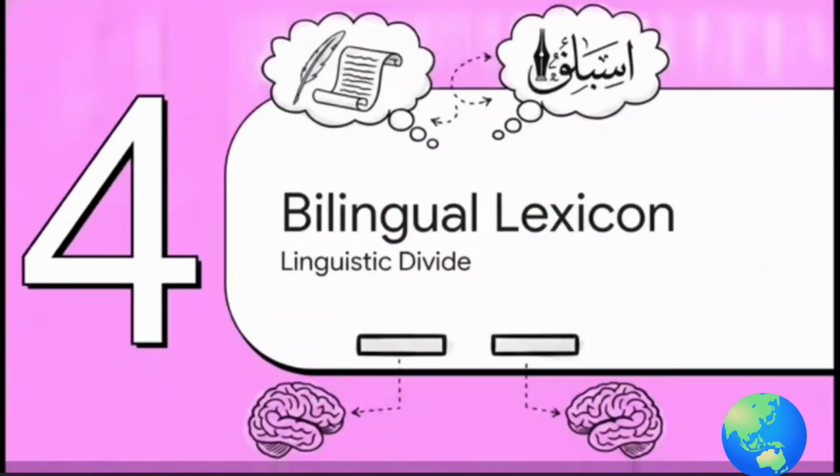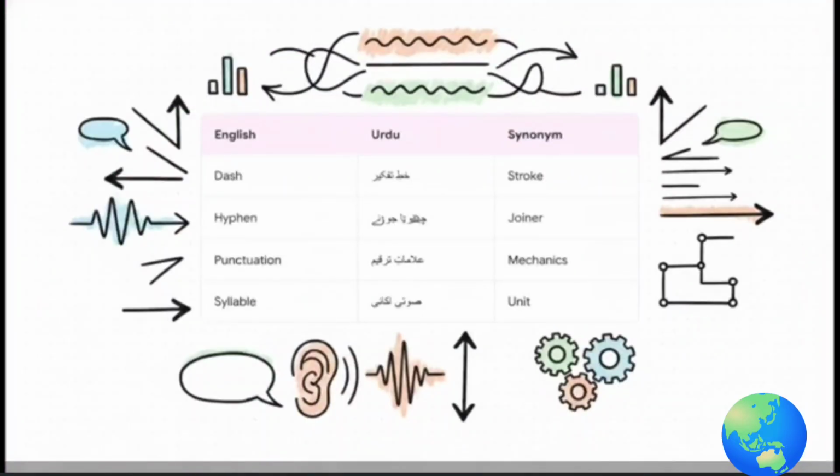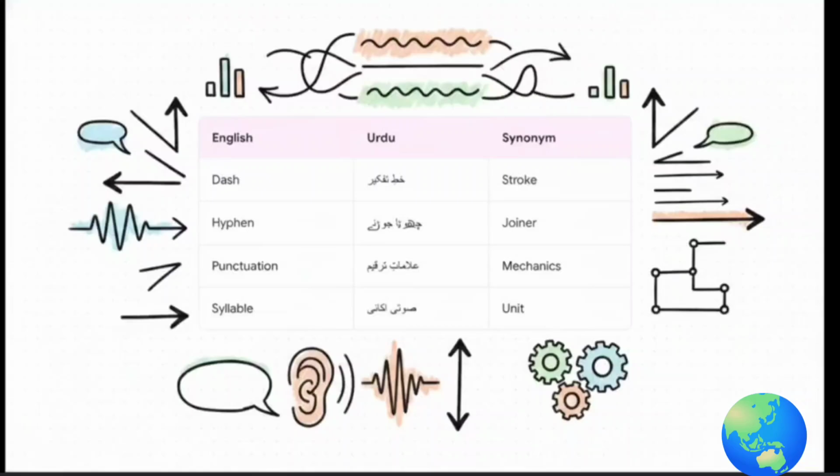This brings us to part 4, bilingual lexicon and vocabulary, bridging the linguistic divide. This lexicon, drawn directly from our source material, gives us the precise high-level vocabulary required to translate the function of punctuation across linguistic boundaries. It elevates our understanding beautifully. For instance, look at the translation for syllable. It's suti ikai, which translates conceptually to a sound unit.